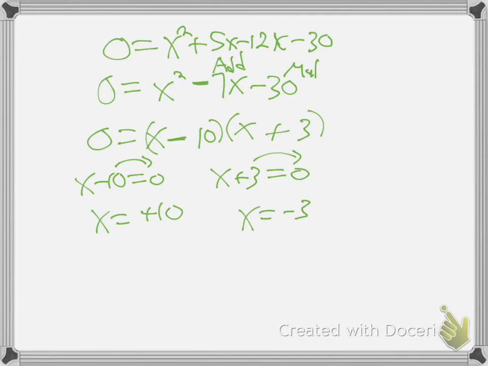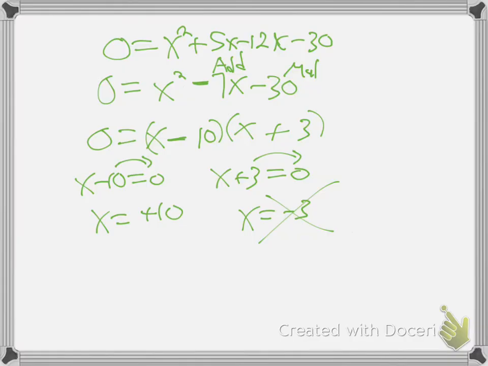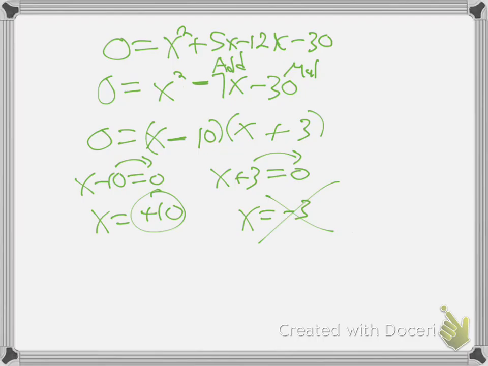Negative 3. How long did you take to build that fence? Negative 3, no. Forget that. Yeah, so throw away that negative 3. That's a bogus answer. You with me? We're talking about how long it takes, how many hours for Jeff or for Bill or whatever. It's not negative 3. Everybody good? I just threw that away. So it's 10. And how do we get the other answer? One of them's 10. The other one's not negative 3. It's add 5. Yeah, you go back.